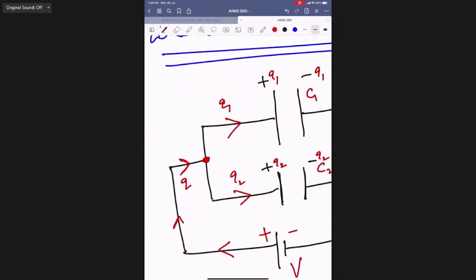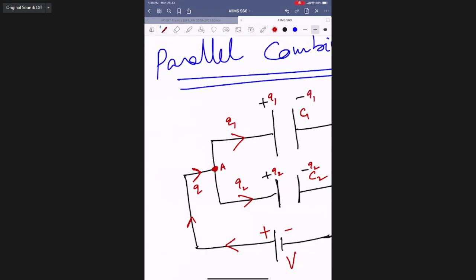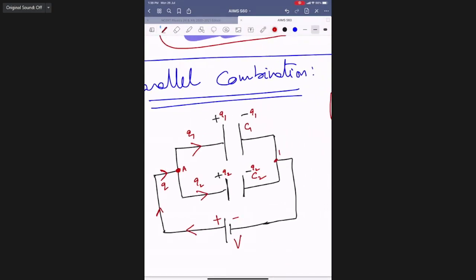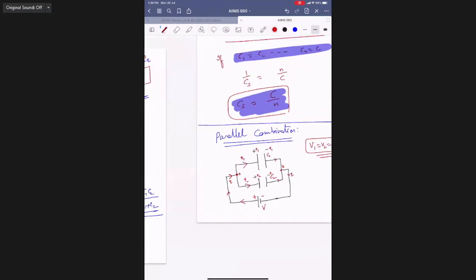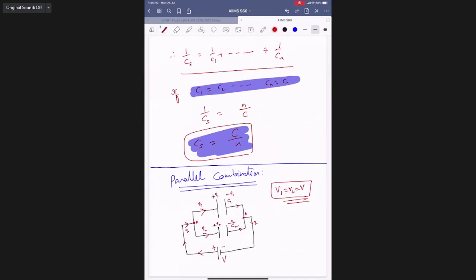Yes. Charge is coming here at the junction. There is a division at junction A. And again at junction B, what happens? It will combine as Q. So splitting of charges there, in series or in parallel? Parallel. But if you observe, what remains constant?